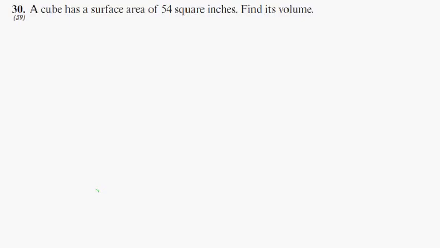We're given some information that a cube has a surface area of 54 square inches, and we're asked to find its volume. In order to find the volume of a cube, we're going to need to know the length of the sides. We've not been given the length of the sides, but we've been given the surface area of the whole cube. So it's almost like we're going to have to work forward, and then we're going to have to work backward. Okay? So let's do this.